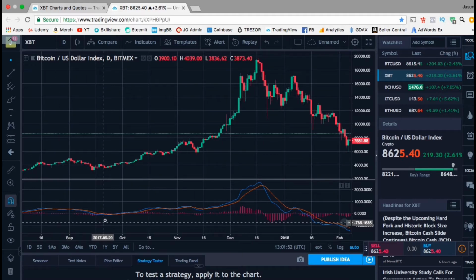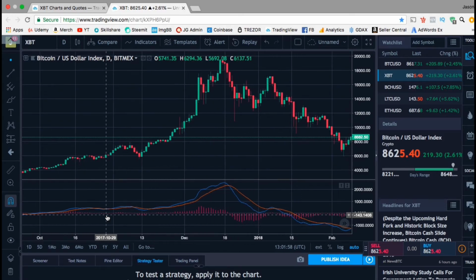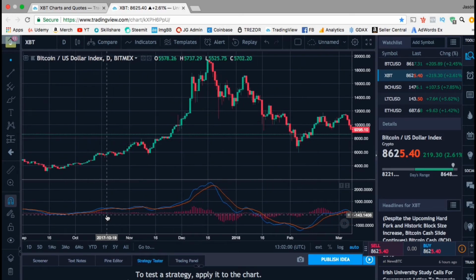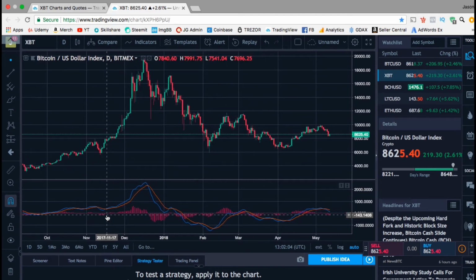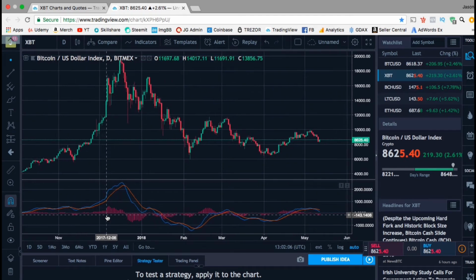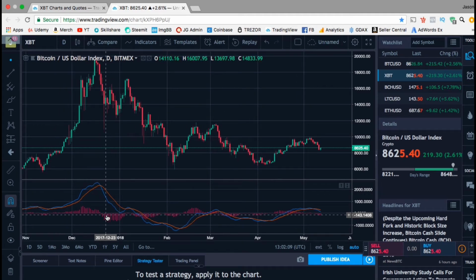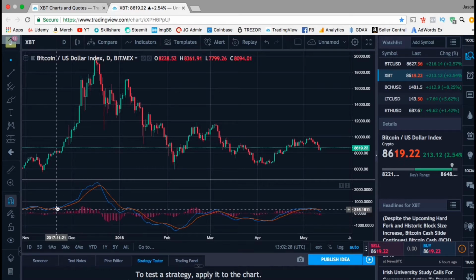So let's say you made your first purchase of XBT when the signal line crossed over the MACD line back here in September. This would have given us an entry point around $4,000. The two lines remain close together, but our histogram remained bullish. We didn't get a clear sell signal till around the end of December when the price was around $18,000. Now you see why I spent most of last year trading cryptocurrency.